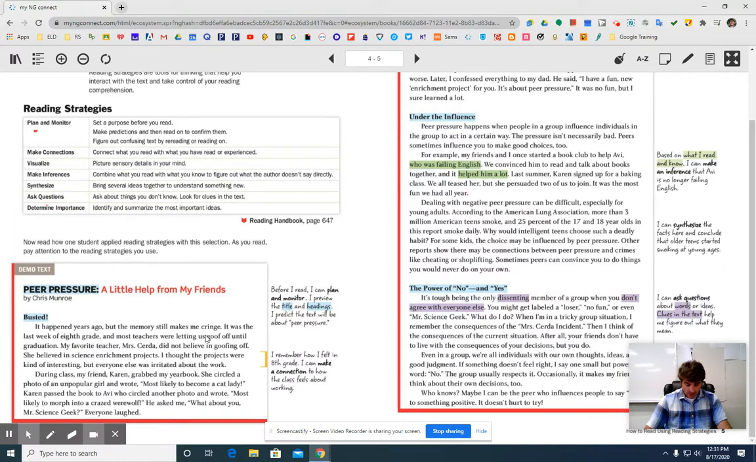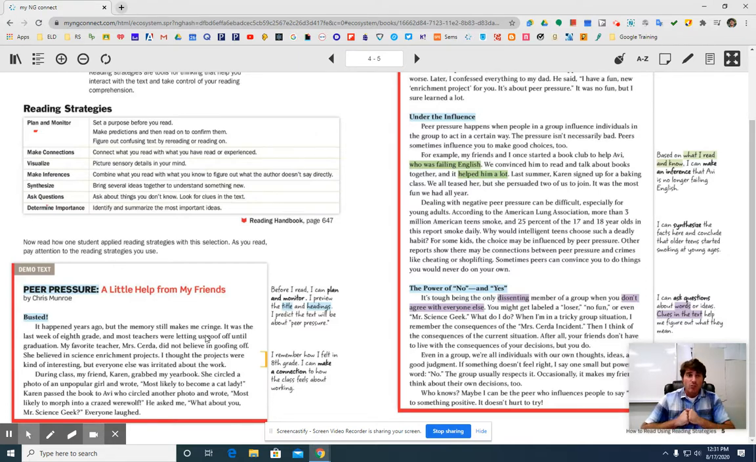During class, my friend Karen grabbed my yearbook. She circled a photo of an unpopular girl and wrote, "Most likely to become a cat lady." Karen passed the book to Avi, who circled another photo and wrote, "Most likely to morph into a crazed werewolf." He asked me, "What about you, Mr. Science Geek?" Everyone laughed.